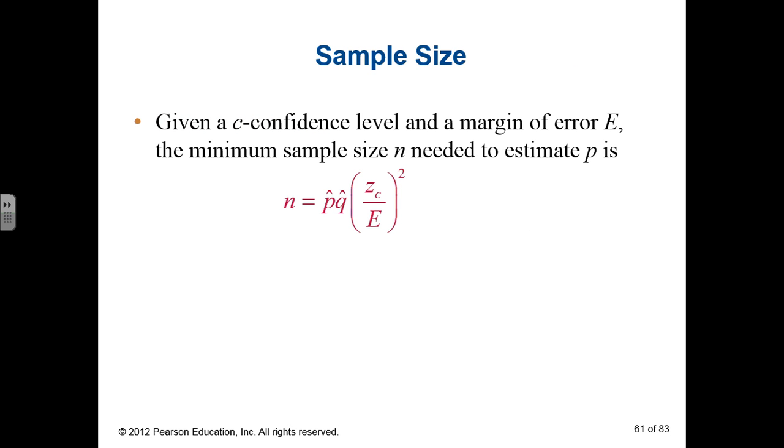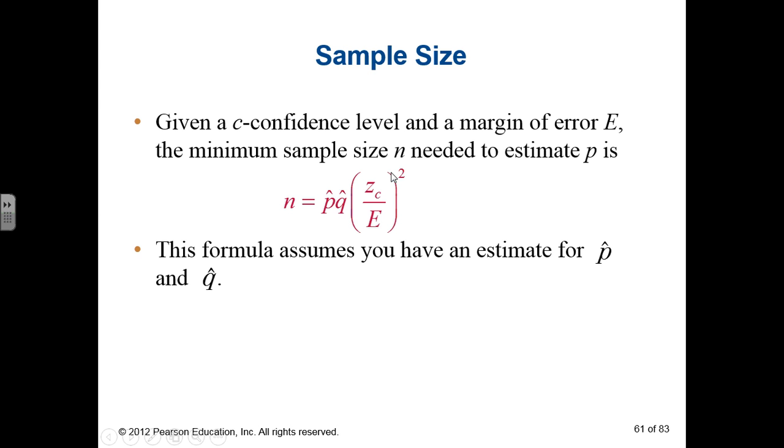Now, sometimes we need to find the minimum sample size for a given margin of error. We saw this in 6.1, but this formula is different. So n needs to be greater than or equal to p hat times q hat times the critical value divided by E, quantity squared. This formula assumes you have some kind of estimate for p hat and q hat. If you don't, then use p hat equal to 0.5 and q hat equal to 0.5.